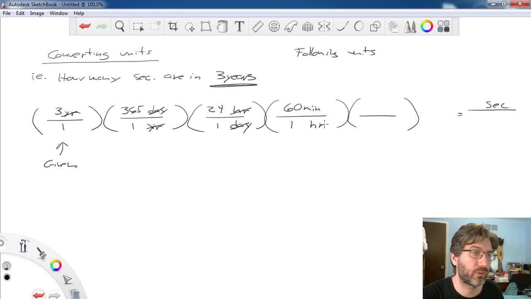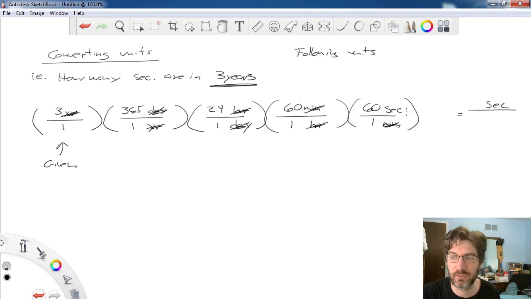Right? So hours will cancel now, and I'm left with minutes. If I stopped here, I would get how many minutes are in 3 years. I don't want that, so I'm going to keep going. And I know the relationship between minutes and seconds. There are 60 seconds in 1 minute. So here, you'll note that years canceled, days canceled, hours canceled, minutes canceled, and you're left with seconds. Again, follow the units. It will tell you exactly how to set it up.